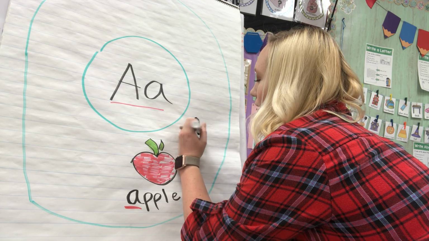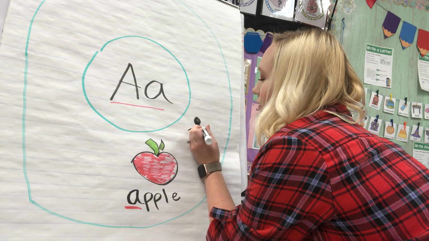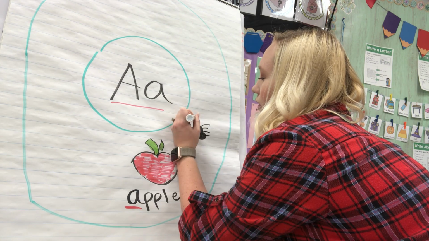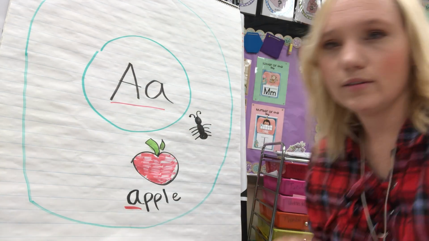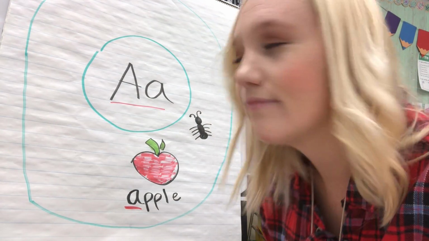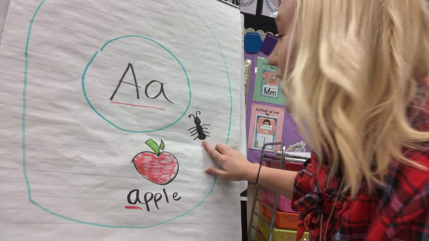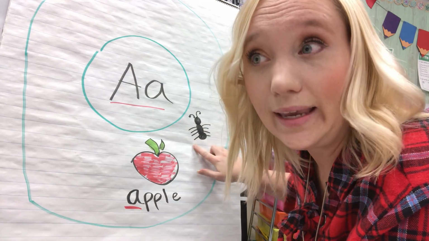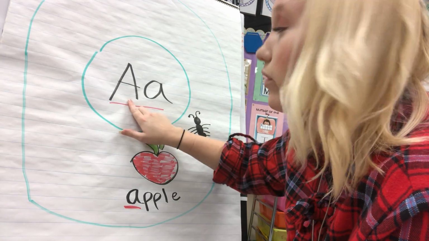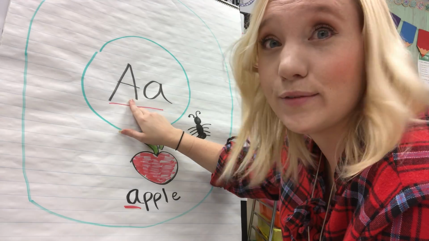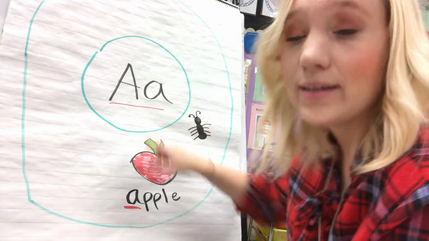They're black little bugs. They got little legs. And they have antennas. Do you know what kind of bug that is? That is an ant. Can you say ant? Ant. And ant starts with what letter? A. Good. So it starts with the A sound.